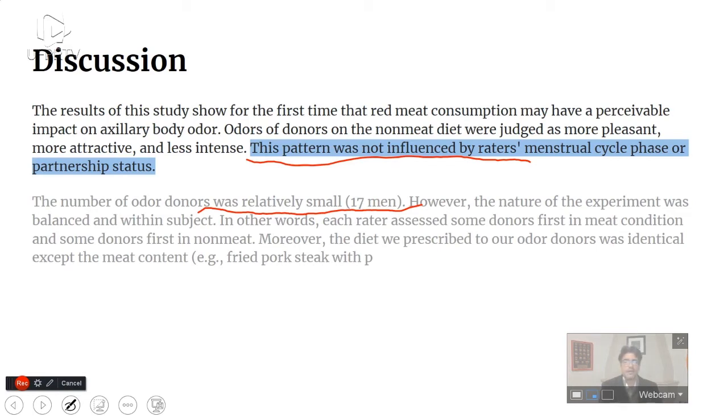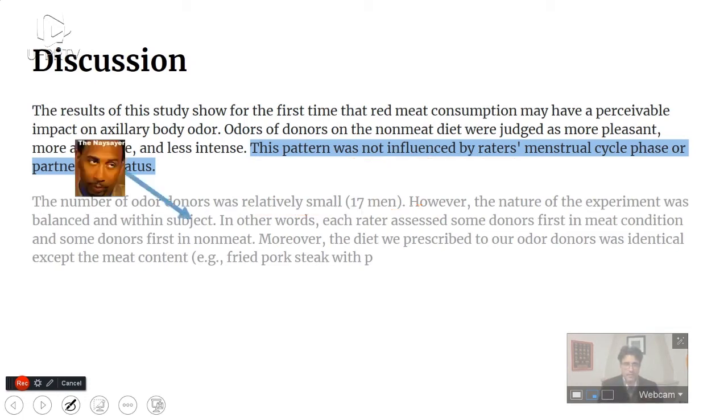But then look at the structure they use. They say what the limitation is, and then they say, however, the nature of the experiment was balanced and within subject. So they're thinking the naysayer could say, well, it's only 17 people. But it's strong. The statistics are robust because it is within subject and it was balanced. You're comparing apples with apples.